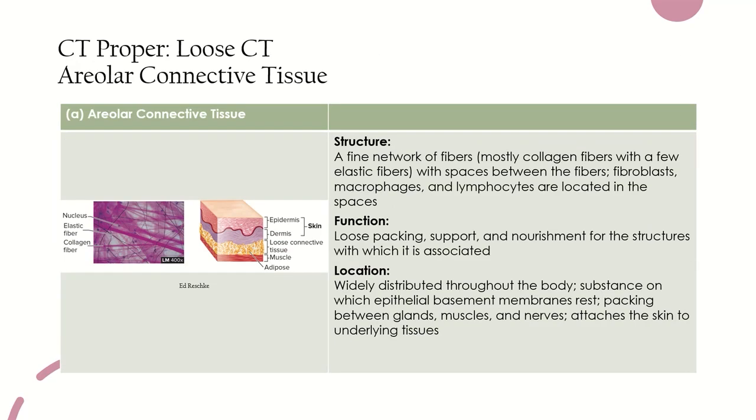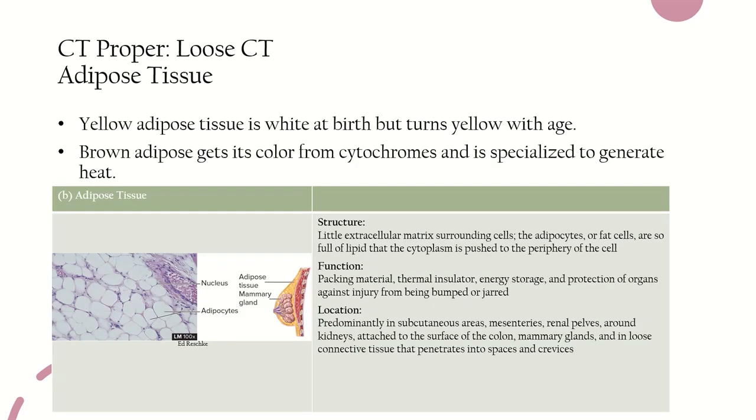When we talk about adult tissue, we could have areolar connective tissue, loose packing and widely distributed in muscles, nerves, skin, and so forth. Then you have adipose tissue. This could be found surrounding your mammary glands, in your bone marrow, in your abdomen, right? Adipose tissue is found in a lot of places. There's brown and white adipose tissue.